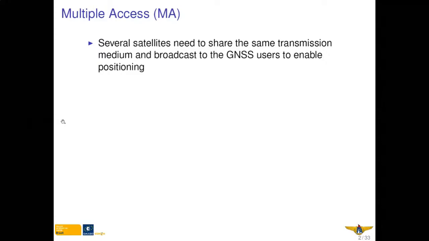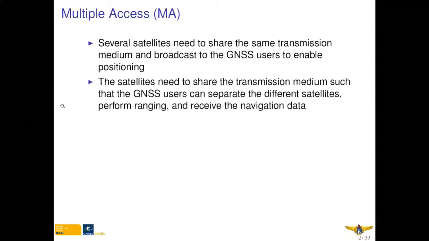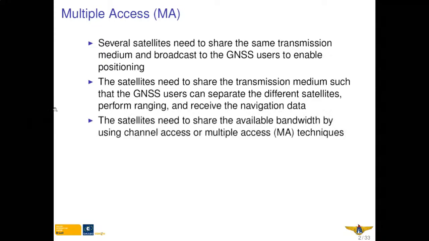Several satellites need to share the same transmission medium and broadcast to the GNSS users to enable positioning. The satellites need to share the transmission medium such that the GNSS users can separate the different satellites, perform ranging, and receive the navigation data from each of the satellites. This is very important for positioning, and this is the purpose of the signal.